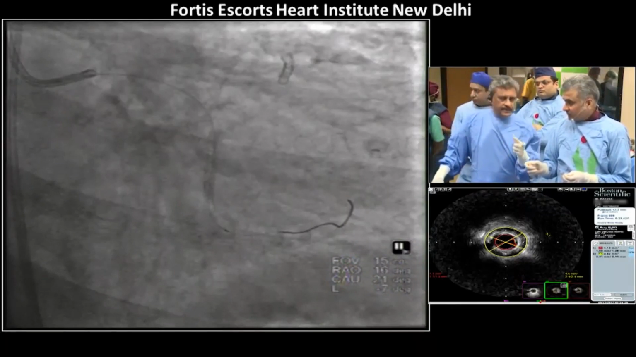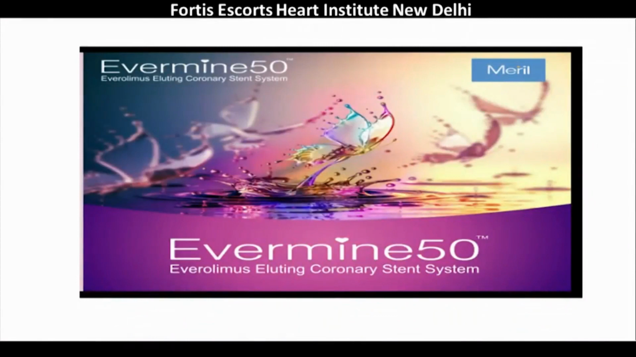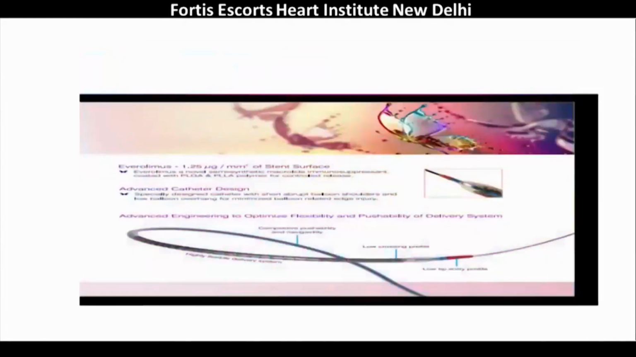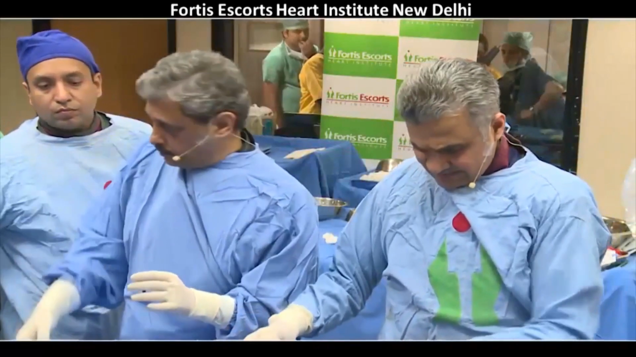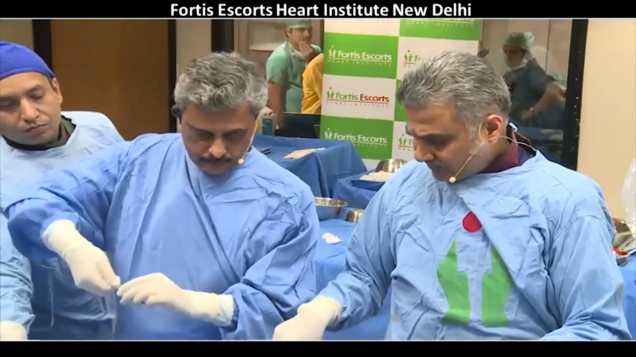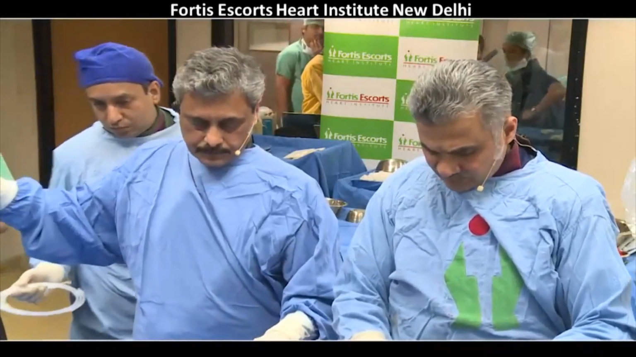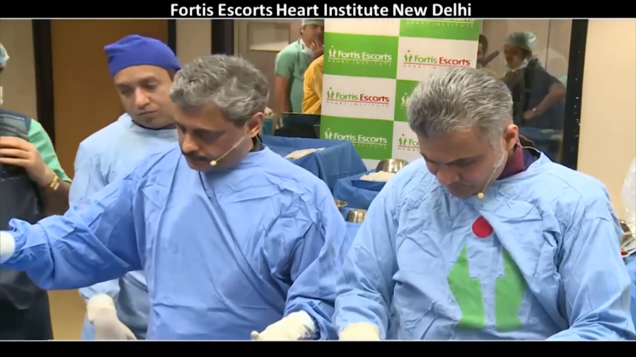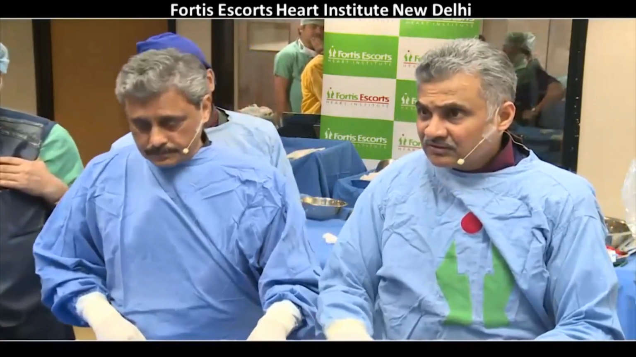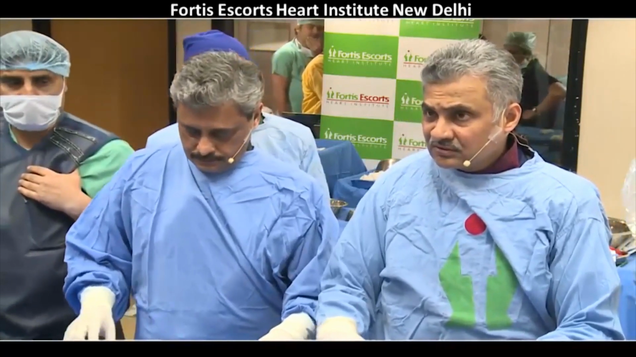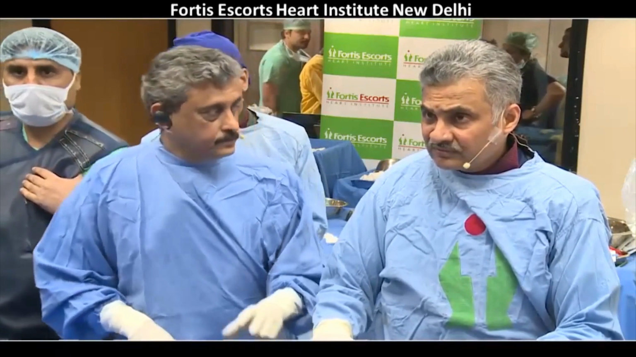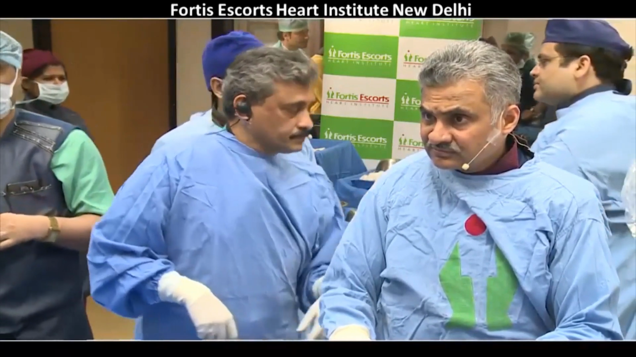So what are the previous stents that we have used? Because you don't have much options in 2.25. Okay, so this is an Evermine, 50 micron. One more.